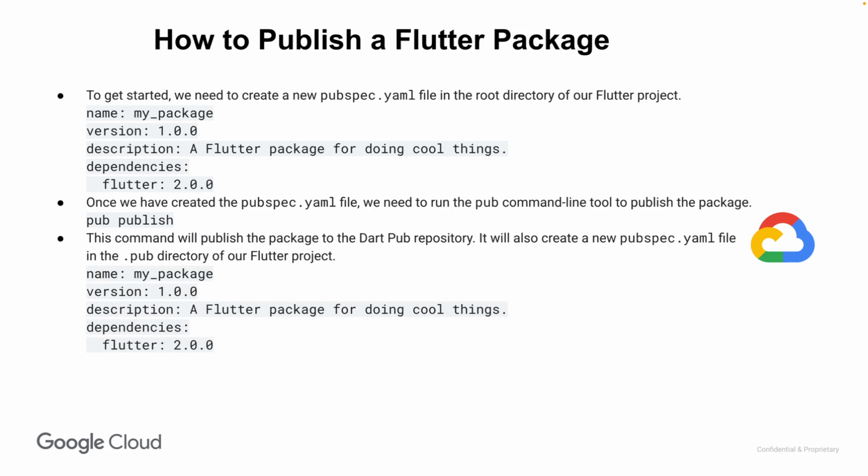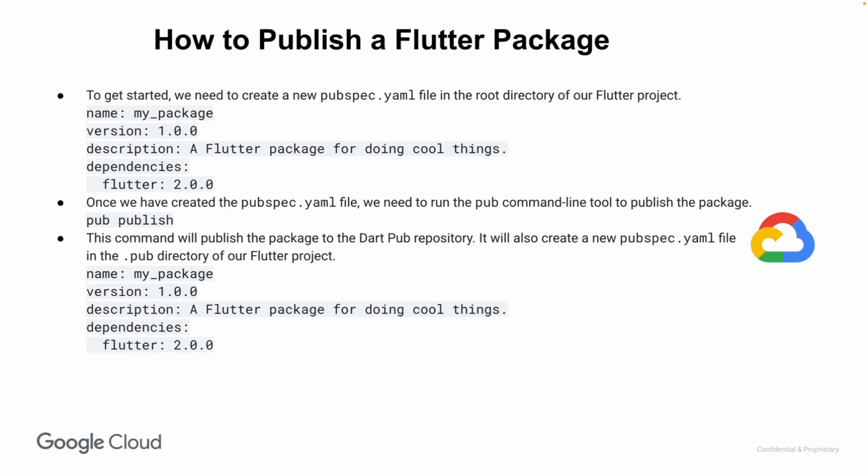This file will contain the information about our package, such as its name, version, and dependencies. The following is an example of a pubspec.yaml file in the .pub directory of our Flutter project. We have the package name, version, description, and the dependencies listed here.